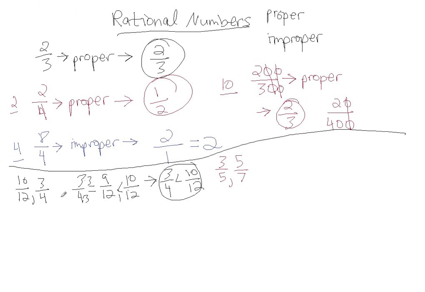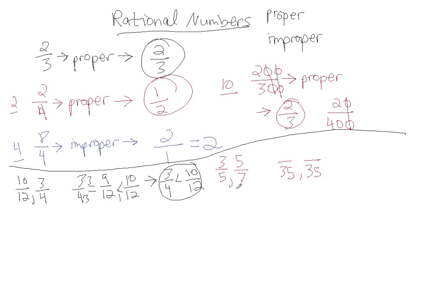Now we can't use the same trick that we did over here. 5 won't divide evenly into 7, and 7 won't divide evenly into 5. So what we're going to have to do here is transform both fractions into fractions with the same denominator. So we want to multiply these two denominators. 5 times 7 is 35. So we're going to transform these two fractions into two fractions with a denominator of 35.